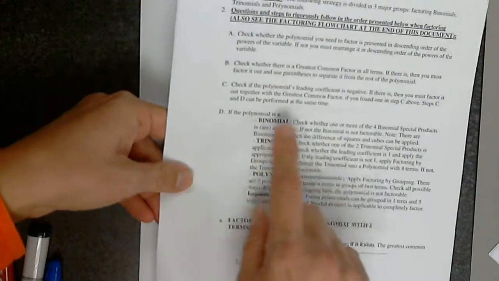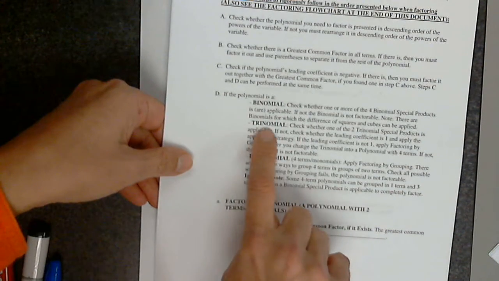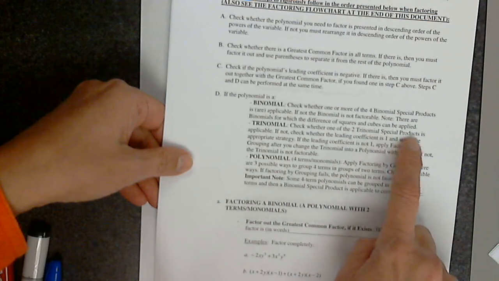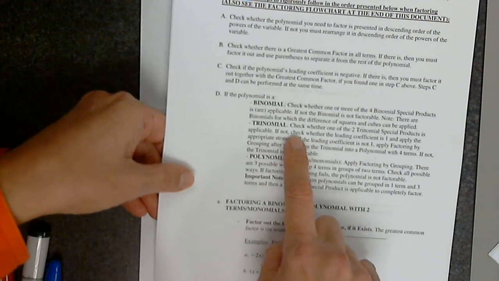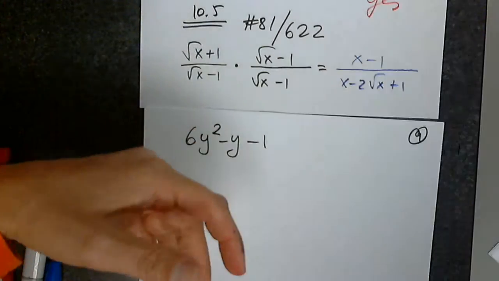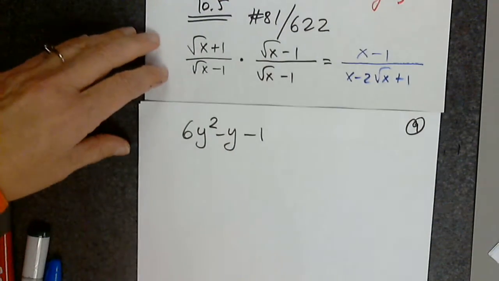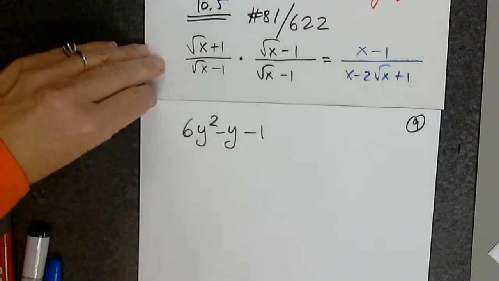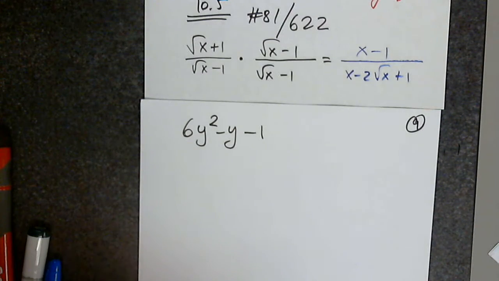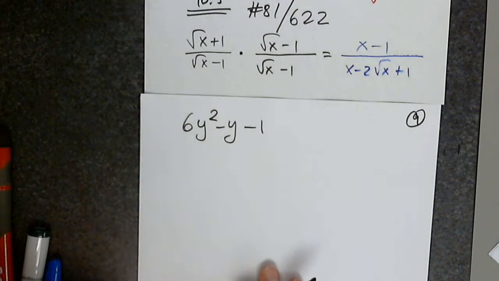Then, if the polynomial is a trinomial, check whether one of the two trinomial special products is applicable. So there is a theory behind all this. We're jumping in the middle because we want to look at these particular types of trinomials. When we get to review, I'll give you the whole theory behind it. So it's in descending order, no greatest common factor, and I cannot do anything here.